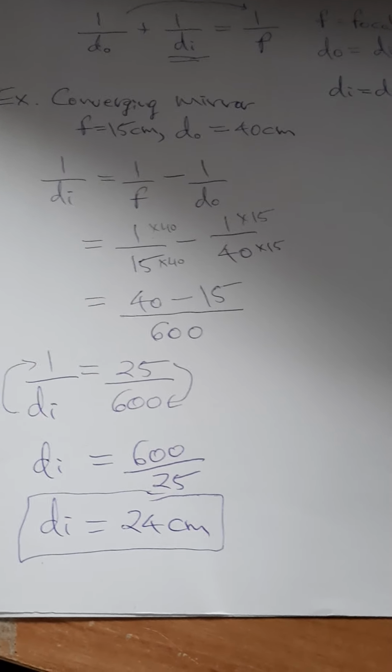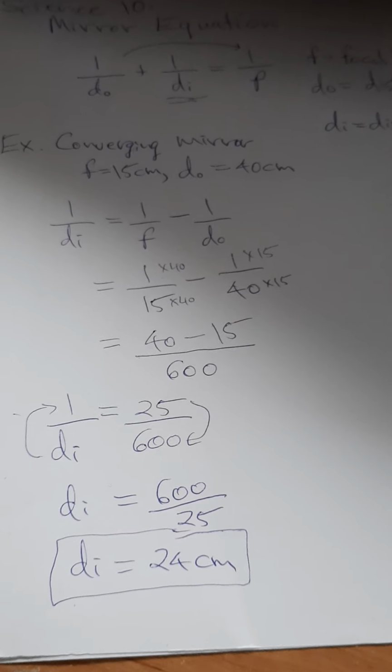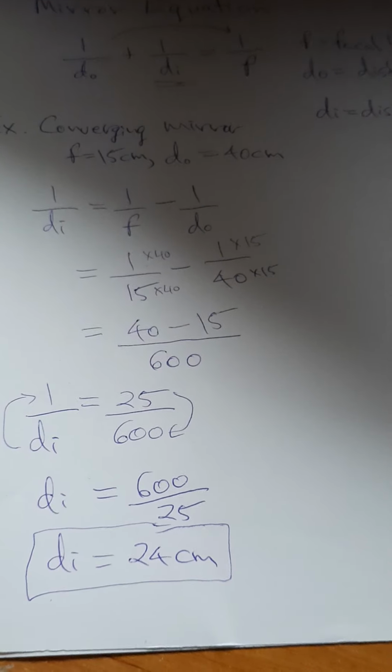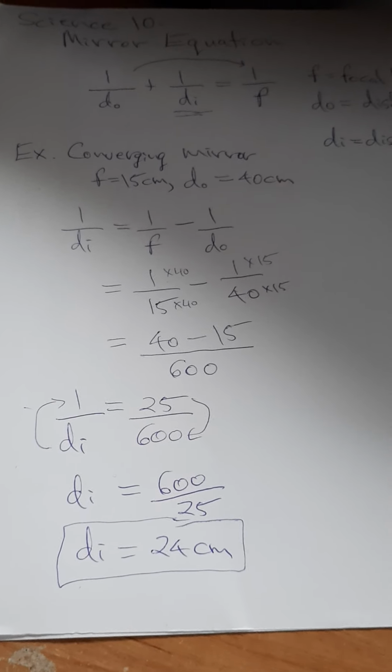And this is all you're doing. This is actually the distance of the image, and this is the distance of the image from the concave mirror, as it is a converging mirror in this example. Does everyone see how to do that?